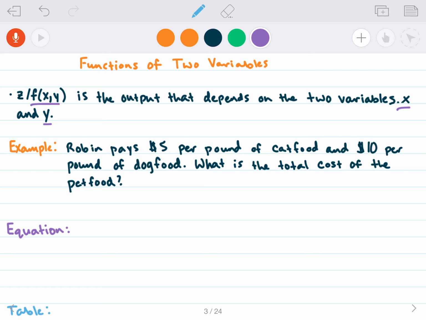Let's do some examples here, okay? So we have a situation. Robin pays $5 per pound for cat food. Maybe I should change this to 4, better grammar. And $10 per pound for dog food.